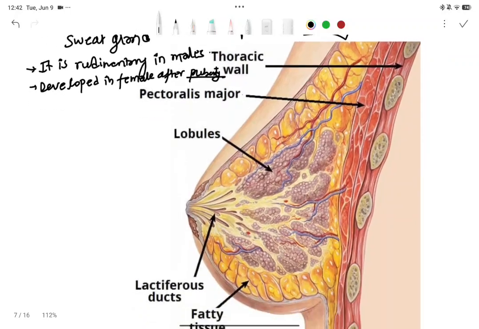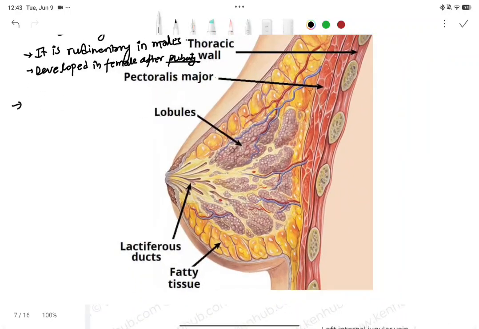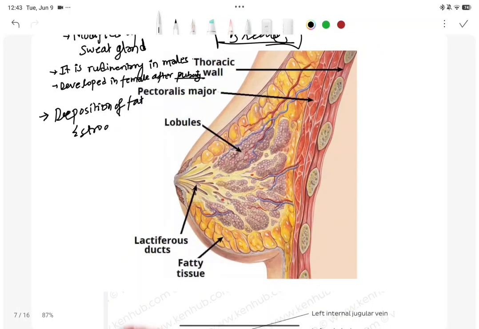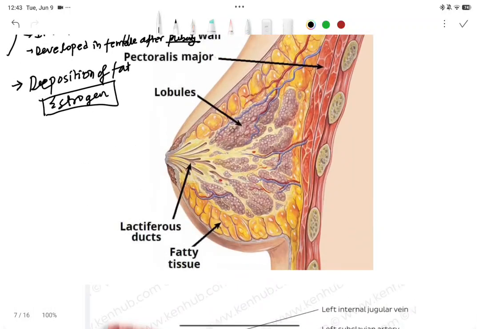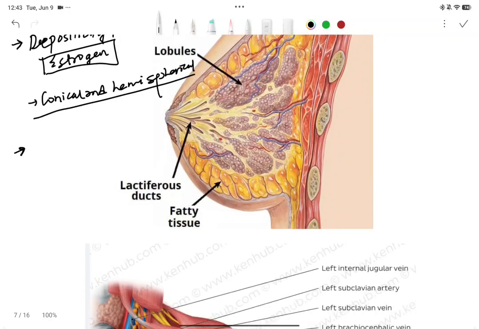After puberty, the growth of the female breast is mainly by the deposition of fat, under the influence of ovarian hormones like estrogen. Estrogen is responsible for the development of the breast. The shape of the breast is conical or hemispherical. And in older women, in late life, the breasts are pendulous.